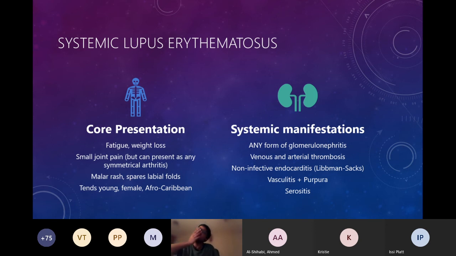Christy, what is serositis? It's inflammation of the serosa in your body. So serositis is inflammation of serosa, which involves your pleura and your pericardium mainly, but it can be other things as well. But yeah, that's very common in lupus as well.